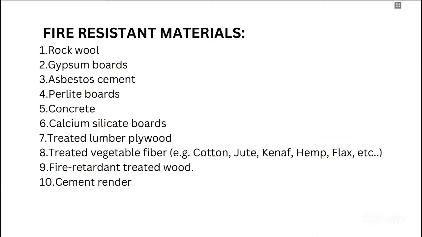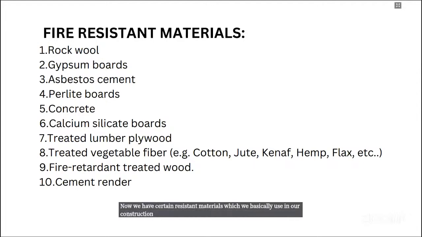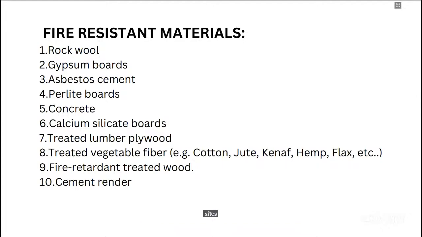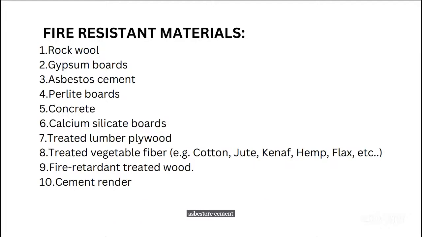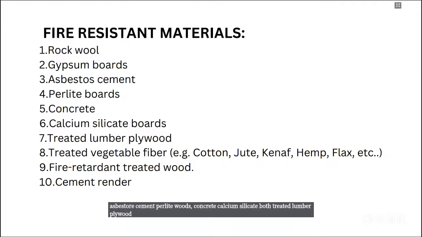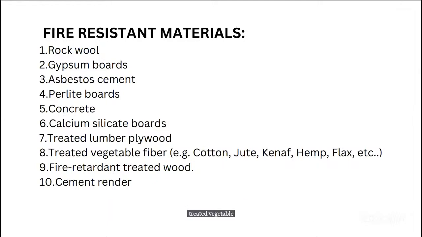Now we have certain resistant materials which we basically use in our construction sites and in making our enclosures as basic materials. These are called rock wool, gypsum board, asbestos cement, perlite boards, concrete, calcium silicate boards, treated lumber, plywood. You have maybe studied all this. I'm not very much aware of it. If you don't know, you can ask me anytime. Treated vegetable fibre, fire retardant treated wood, cement render.